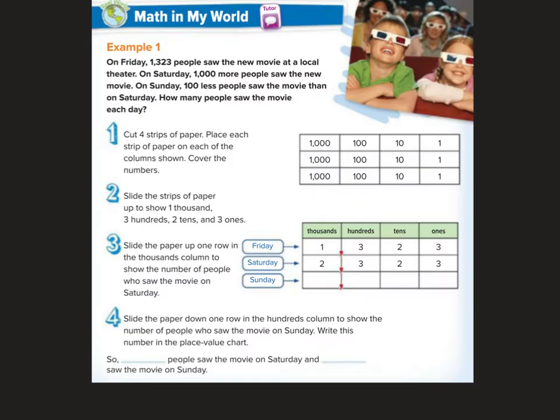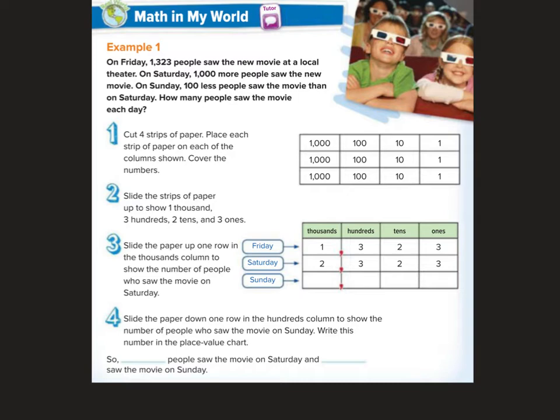So here's our example 1. On Friday, 1,323 people saw the new movie at a local theater. On Saturday, 1,000 more people saw the new movie. On Sunday, 100 less people saw the movie than on Saturday. How many people saw the movie each day?